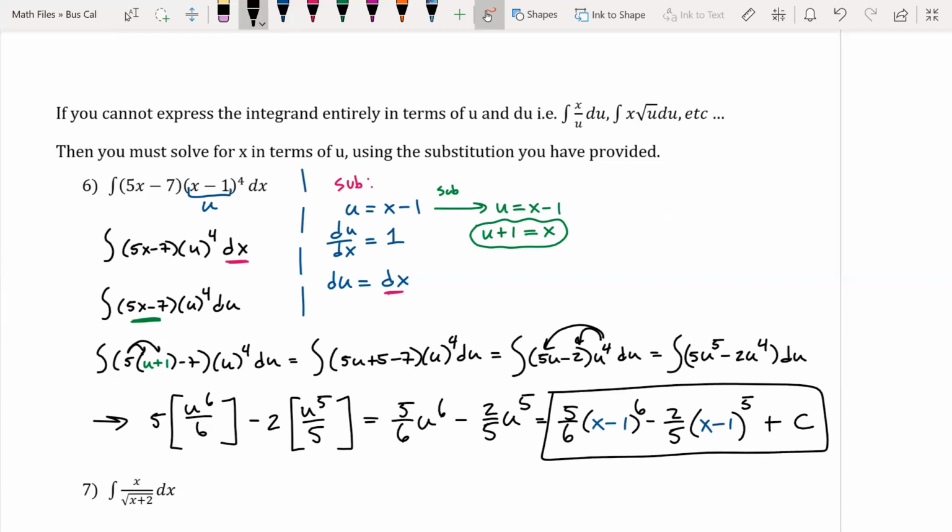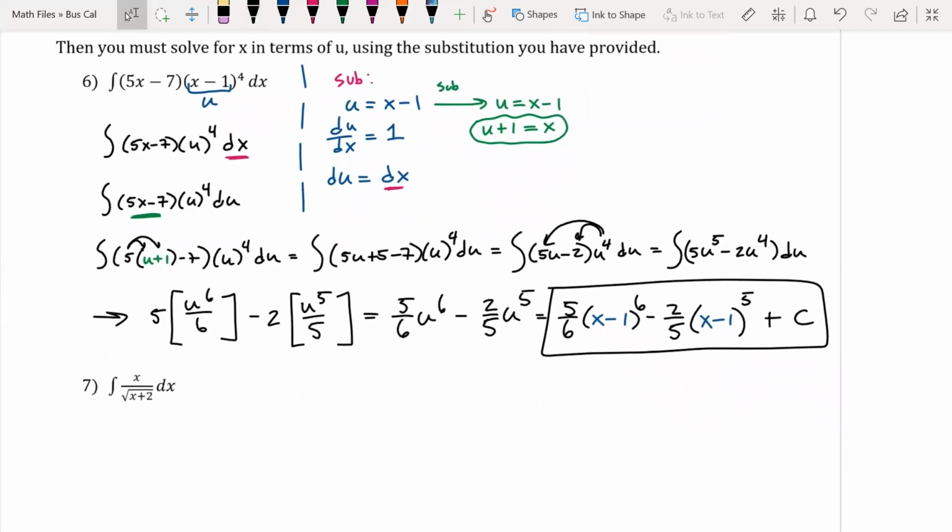Wow. So we did a sub within a sub in order to make the integral all in terms of u. Okay. Any questions on that one? All right. Let's do another one.